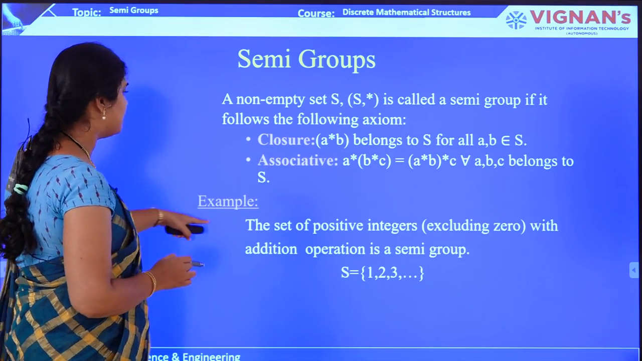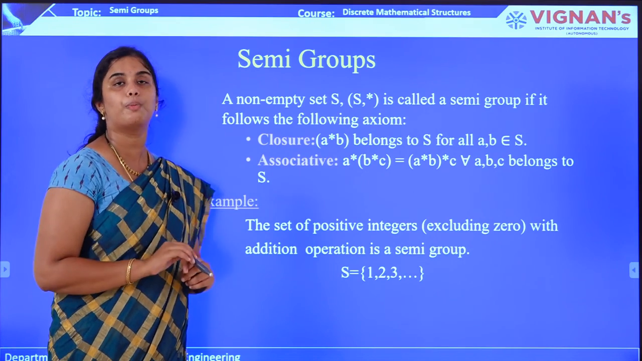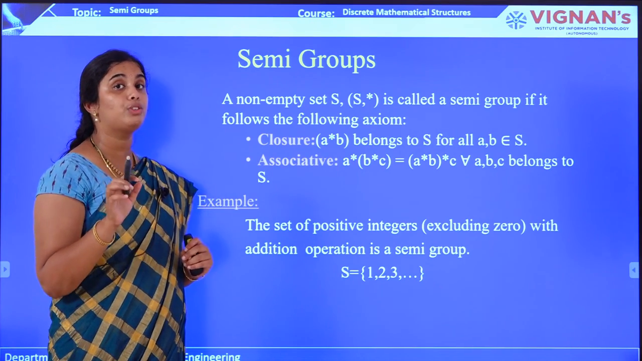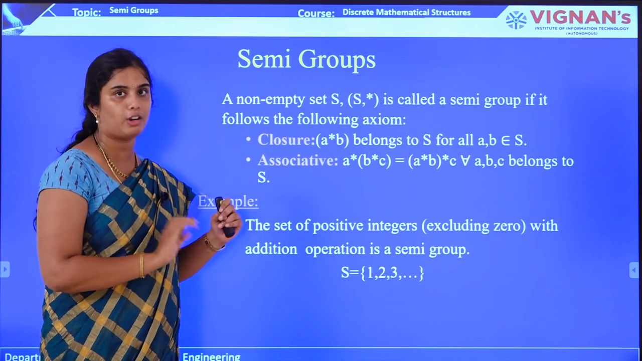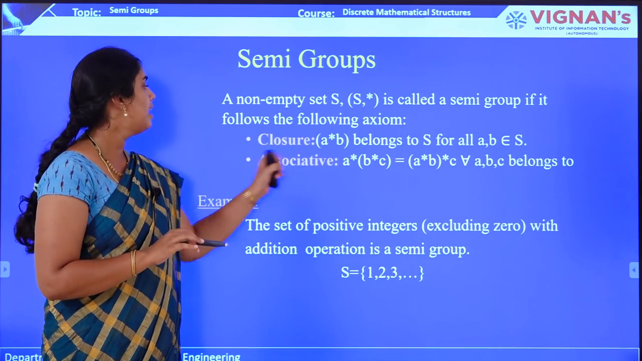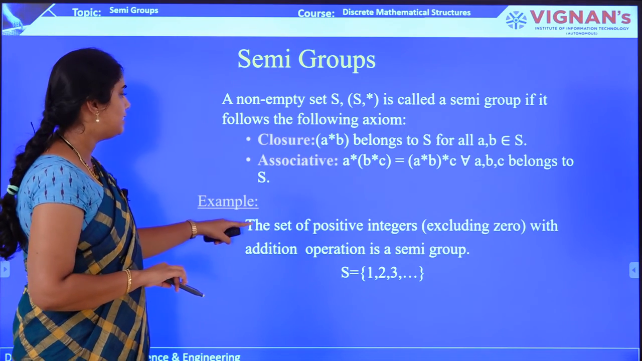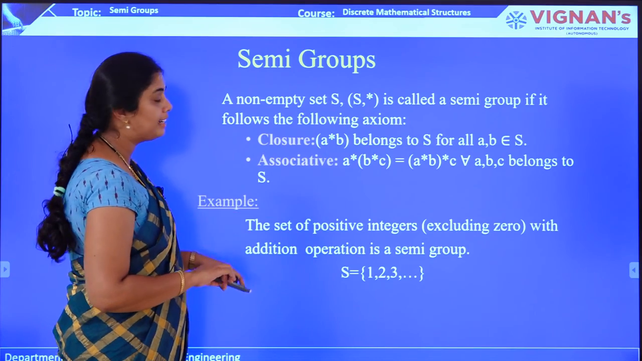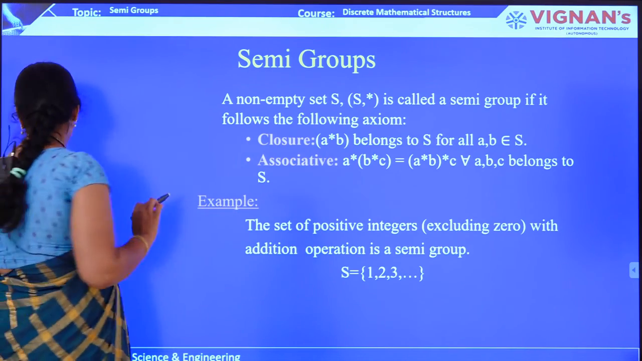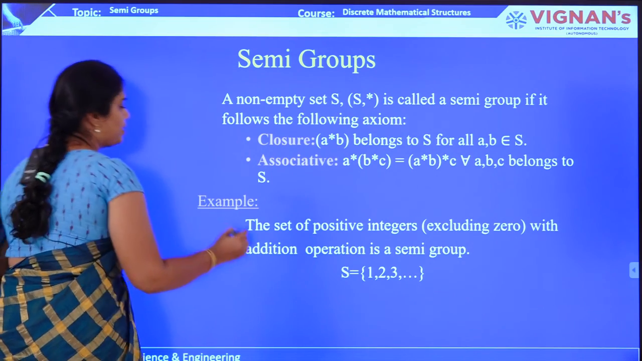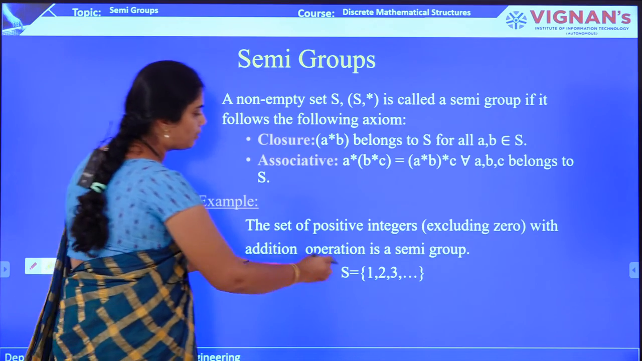So, if I am given a set S and I am asked to show whether it is a semi-group or not, then I need to show whether it is following the closure property under some given binary operator, and whether it is obeying the associative rule or not. See, this is the example. A set of positive integers excluding 0 with an addition operator is a semi-group. Is it true or not?